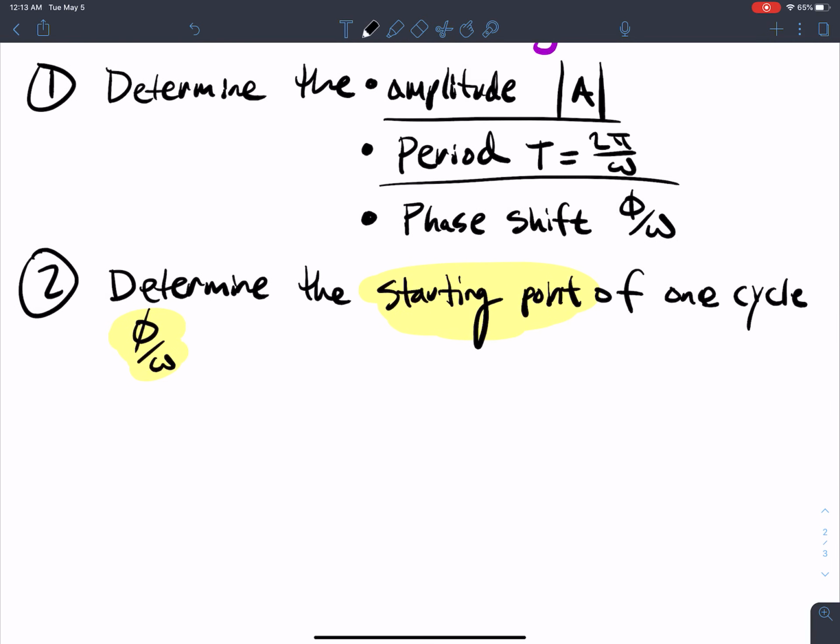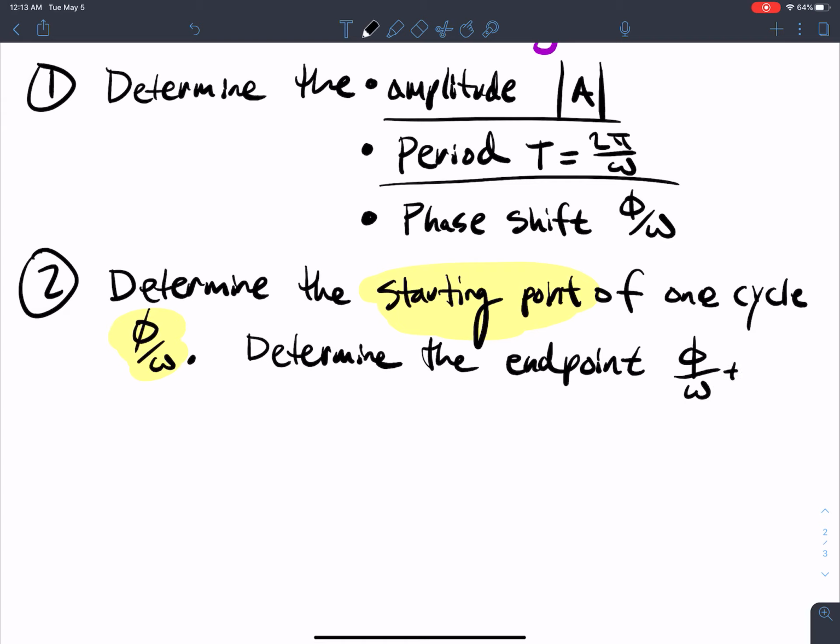Then you're going to determine the end point. The end point is phi divided by omega plus 2 pi over omega.